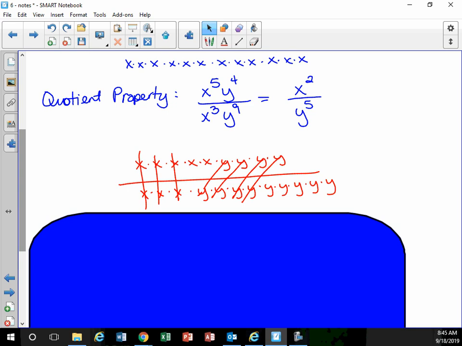So if I have x to the 5th, which is 5 of those x's, y to the 4th over x cubed, y to the 9th. You guys can see that if I cancel out my common factors, I've got 2 x's left up top, so x squared, and 5 y's left in the denominator, so y to the 5th, cancel out, okay? That's what you're doing in your brain every time.